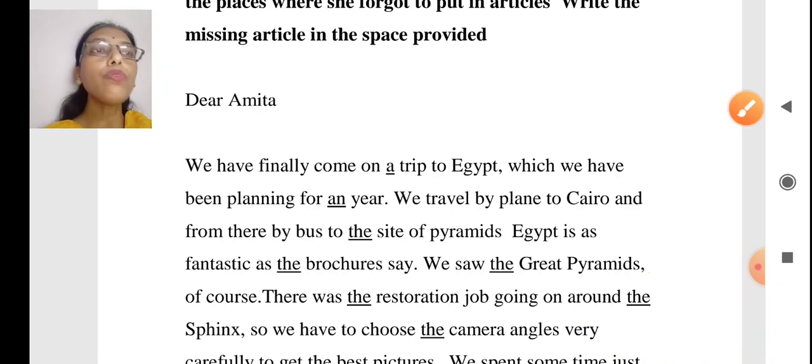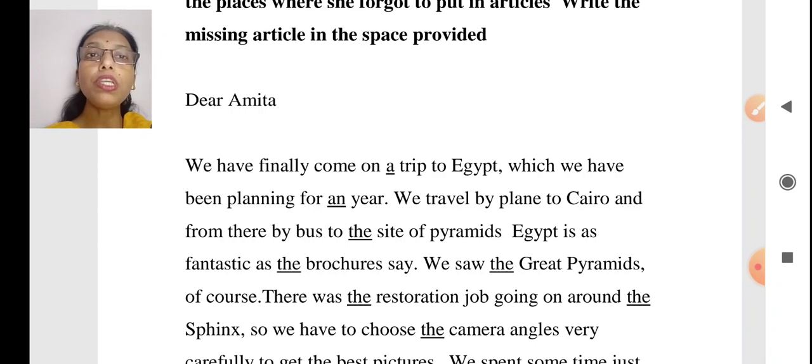Okay, so let's see what this exercise says. We have finally come on a trip to Egypt, which we have been planning for a year. Why silent? What is the first sound? Vowel sound, year. I just told you. We travel by plane to Cairo and from there by bus to the site of the pyramids. I'm talking about a particular site. Site means a particular area to view, to see.